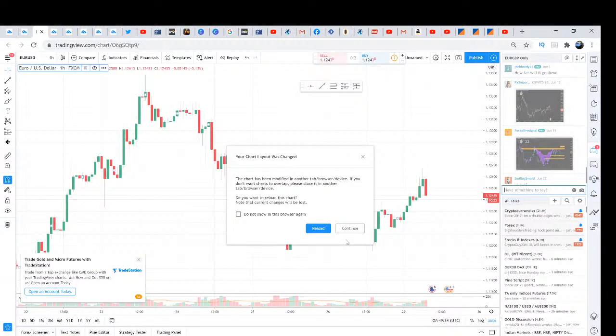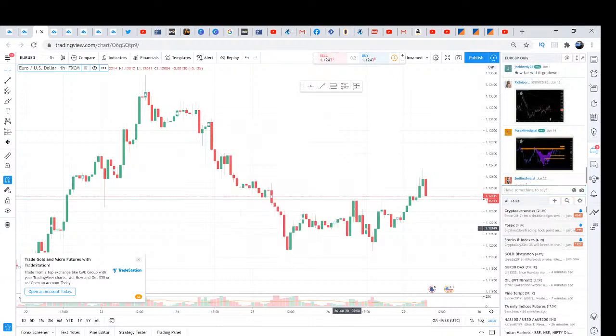Let's go to Euro USD. So Euro USD looks like it's dropping during London session. Looks like it's trying to come down.